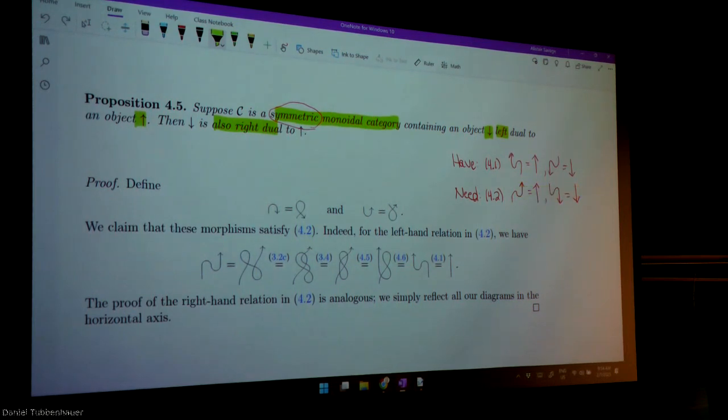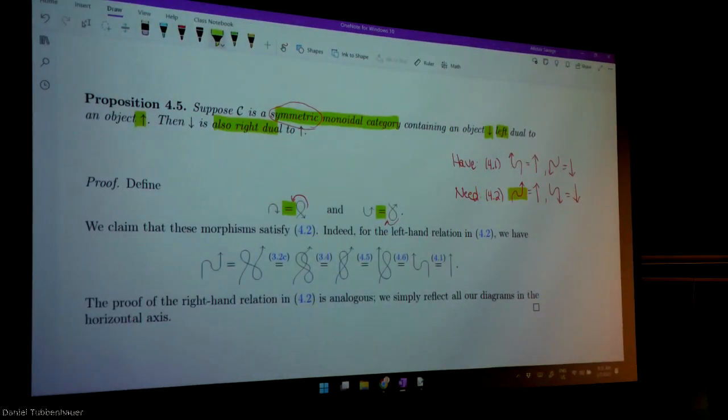So the key insight is that once you have crossings, you can define a right cap to be a left cap, right? So here on top, this is a left cap. And then you attach a crossing to the bottom. And similarly, we can define a right cup in terms of a left cup with a crossing on top. Okay, so that's the key. So that gives us our definition of the right cap and cup. And then we just have to show that they satisfy this relation. Okay, so let's do that.